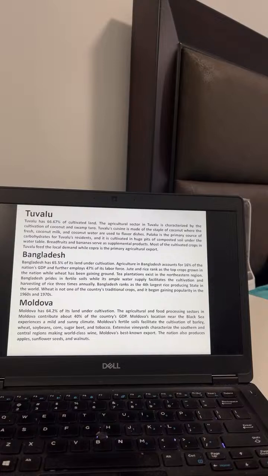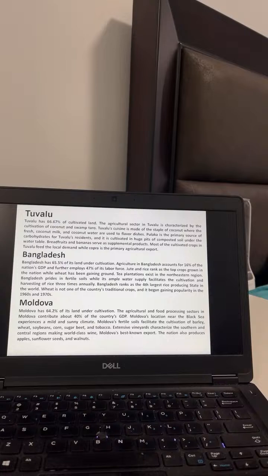Moldova. Moldova has 64.2% of its land under cultivation. The agriculture and food processing sectors in Moldova contribute about 40% of the country's GDP. Moldova's location near the Black Sea experiences a mild and sunny climate. Moldova's fertile soil facilitates the cultivation of barley, wheat, soybeans, corn, sugar beet, and tobacco.